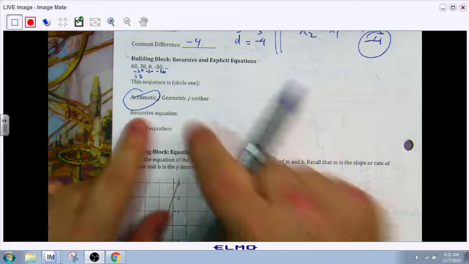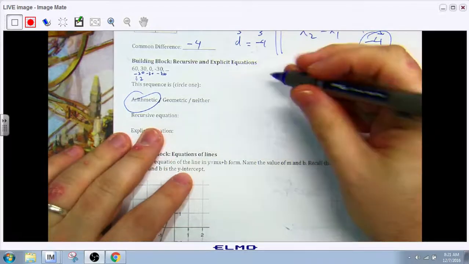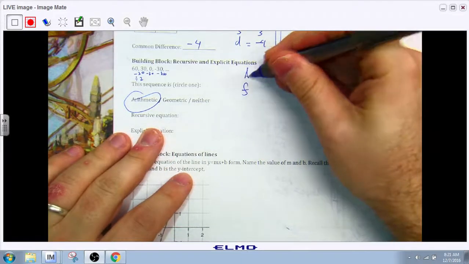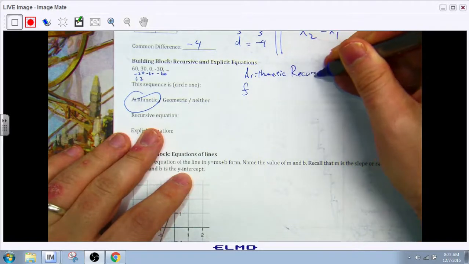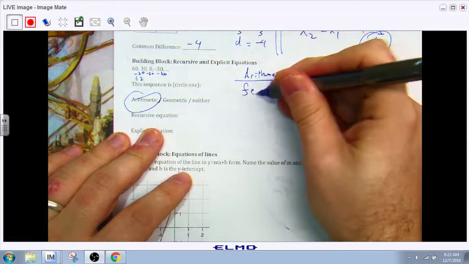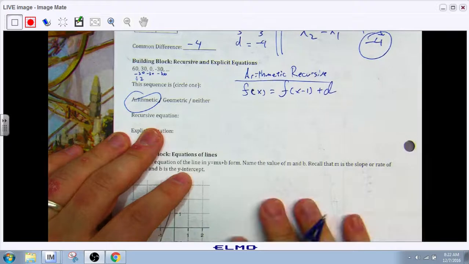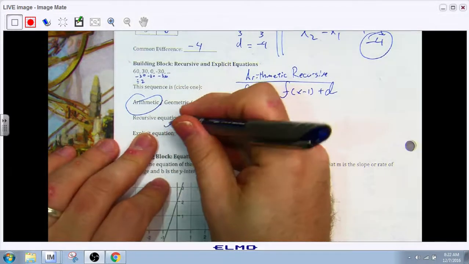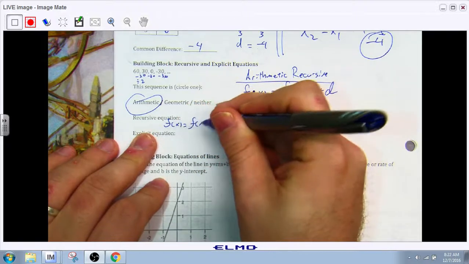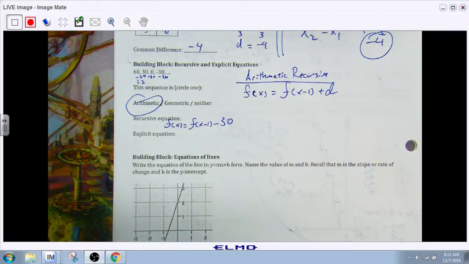And so it asks me the recursive equation. And so I have to remember that the general form of recursive equation for arithmetic recursive is f of x equals f of x minus 1 plus the common difference. Okay? And so for this recursive equation, I would know f of x equals f of x minus 1 plus the common difference, which is negative 30, so I'd just say minus 30. Cool.